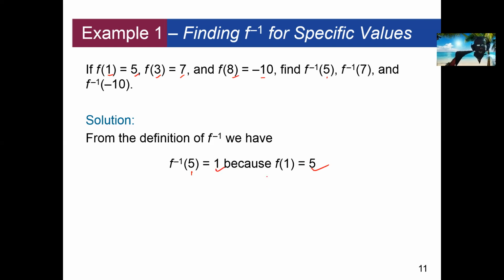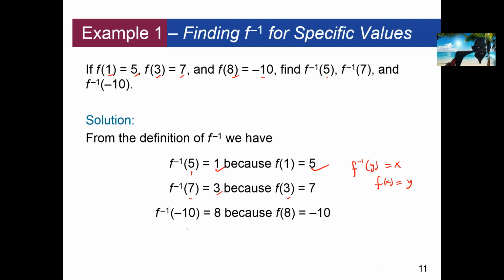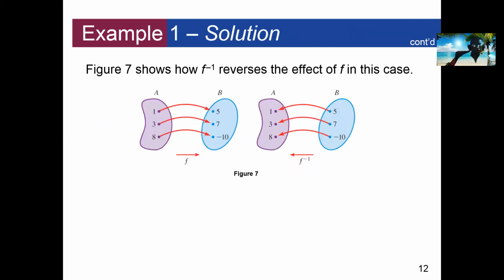Okay. And the inverse function at 7 is equal to 3 because f of 3 is equal to 7. Remember the definition: f inverse of y is equal to x because f of x is equal to y. That's exactly what we are doing. And then lastly, for this example, f inverse at negative 10 is equal to 8 because f of 8 is equal to negative 10.